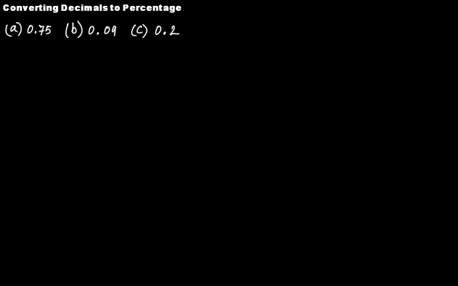In this video tutorial, we learn how to convert decimals to percentage. Now, the first one is 0.75. Clearly, it's a decimal representation of a number. That is, it's a decimal number. We have to convert this 0.75 to percentage.